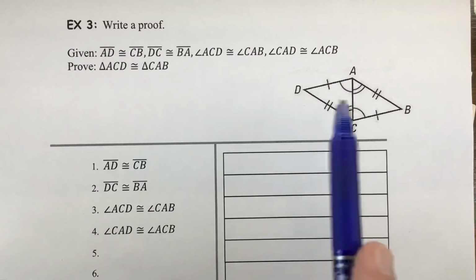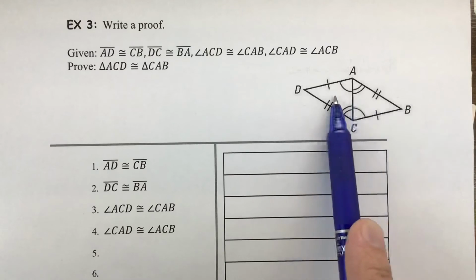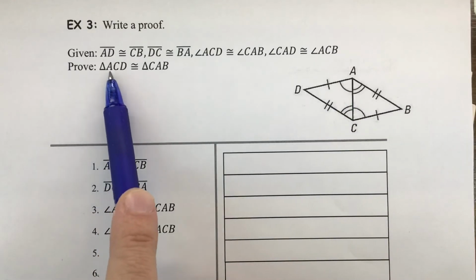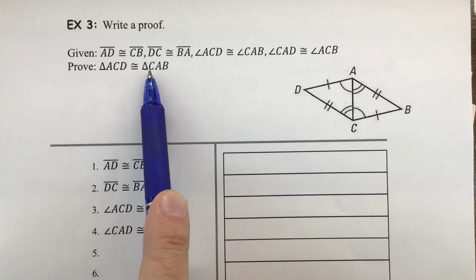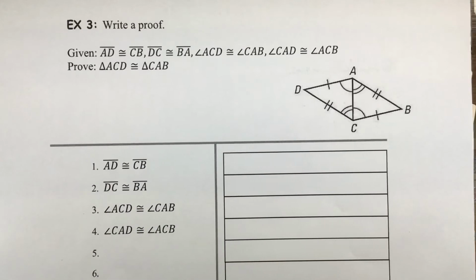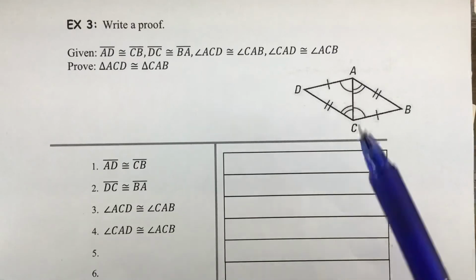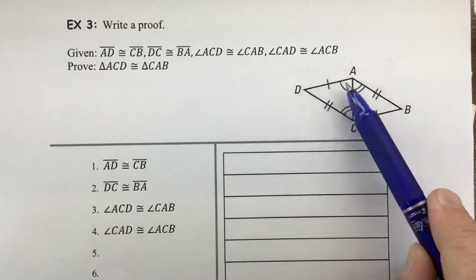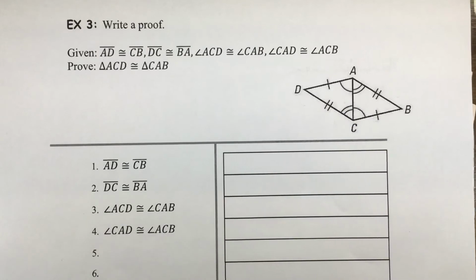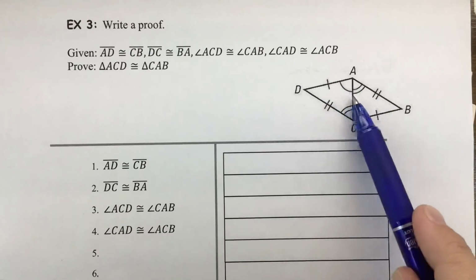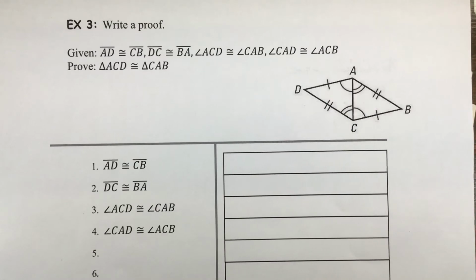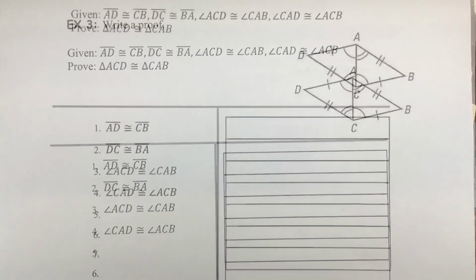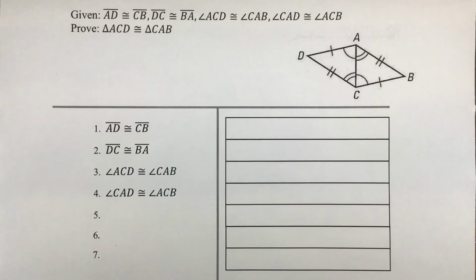What we're asked to do is prove that these two triangles are congruent. Prove that triangle ACD is congruent to triangle CAB. Now, to do that, we actually need to prove the definition of congruence, which is that all of the corresponding parts are congruent. That means for us, we have to show that all three of the angles in one triangle are congruent to all three of the angles in another. We also need to show that all three sides in one triangle are congruent to all three sides in the other triangle. All right, so let's go ahead and take a look at the outline to the proof.